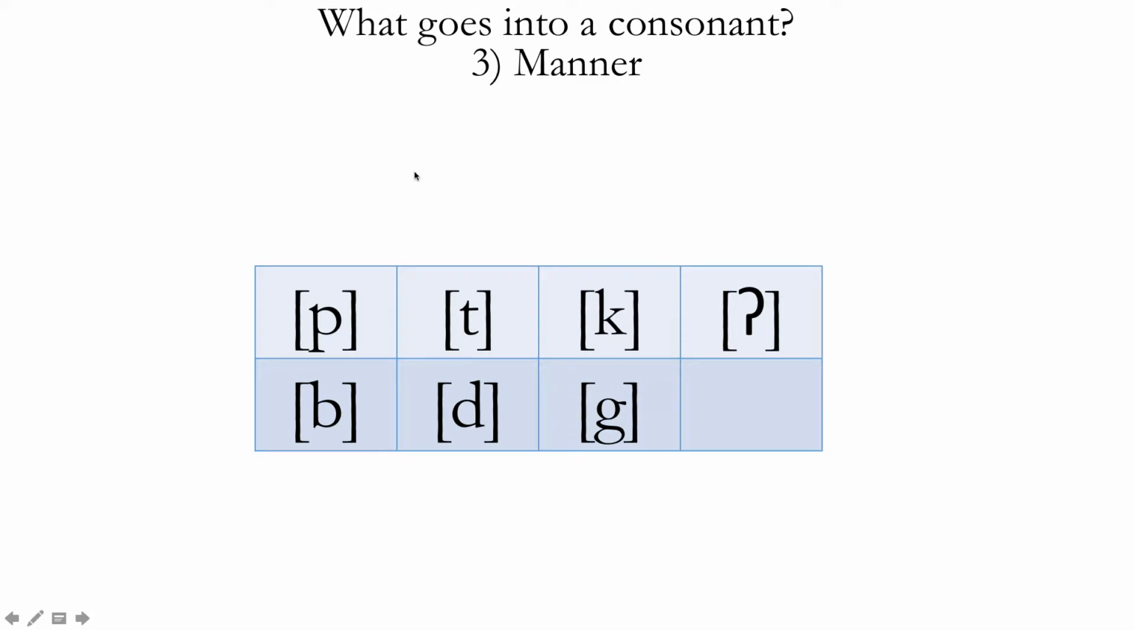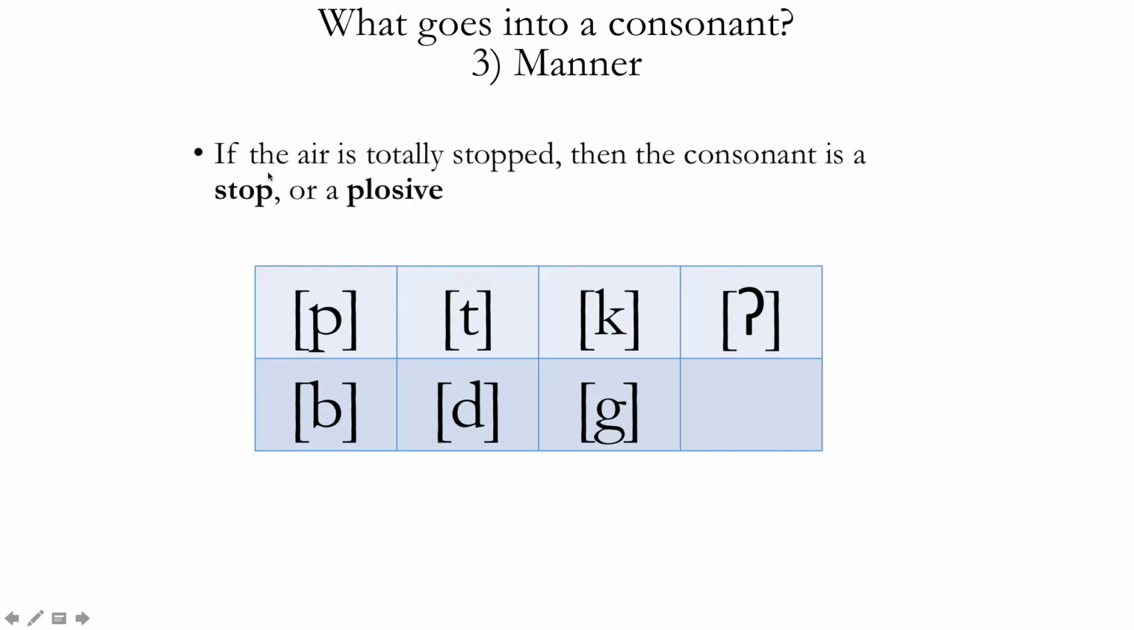Another dimension besides place and voicing is manner. What kind of an articulation is it? What kind of a block is happening? If the air is totally stopped, if the bottom part of your mouth, your vocal tract, and the top part totally come together with no air coming out, this is called a stop or a plosive. It's impossible to hold on to one of these stops or plosives.